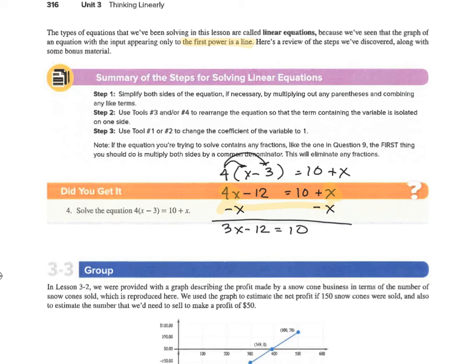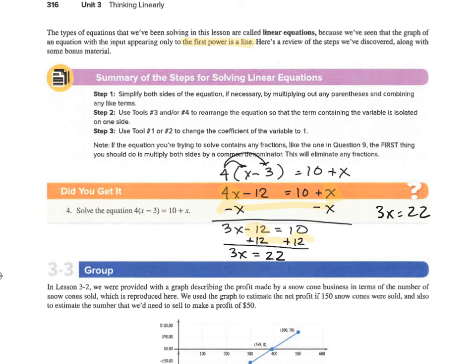Now I'm still on step 2, aren't I? Because I don't have the variable isolated on one side. So let's look at our problem child right now. Okay, looks like I need to move that minus 12 over here. So I will do that now. So how do you undo a minus 12? You add 12 to both sides. So I get 3x equals 22. Okay, I'm going to rewrite this up here. All right, I'm finished with step 2.